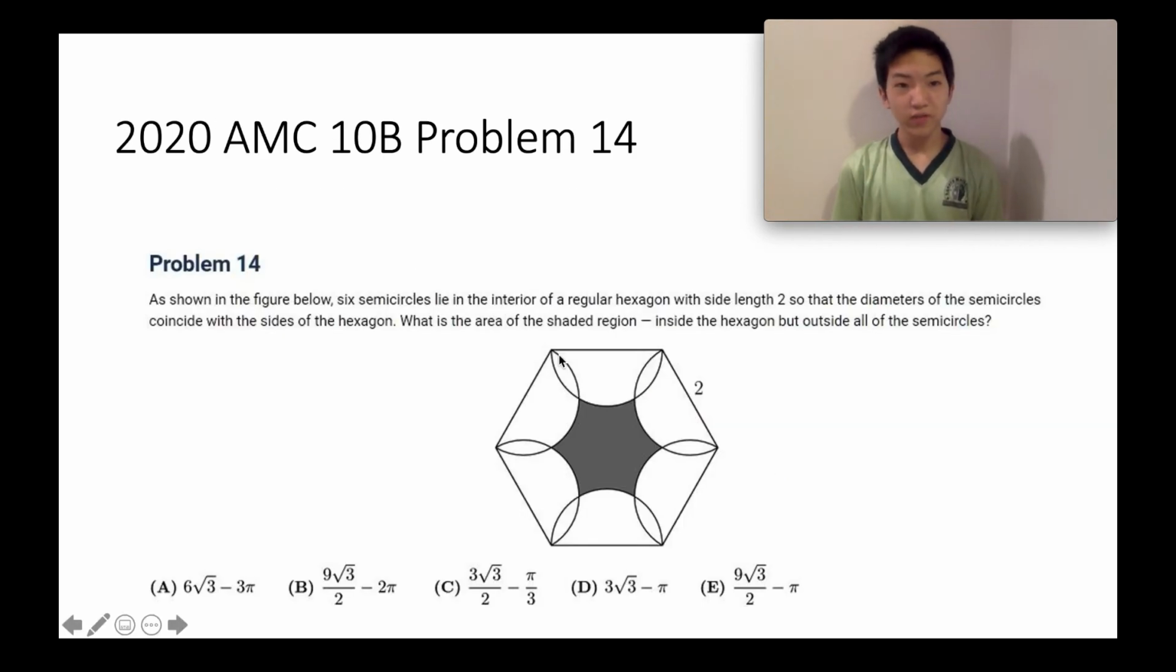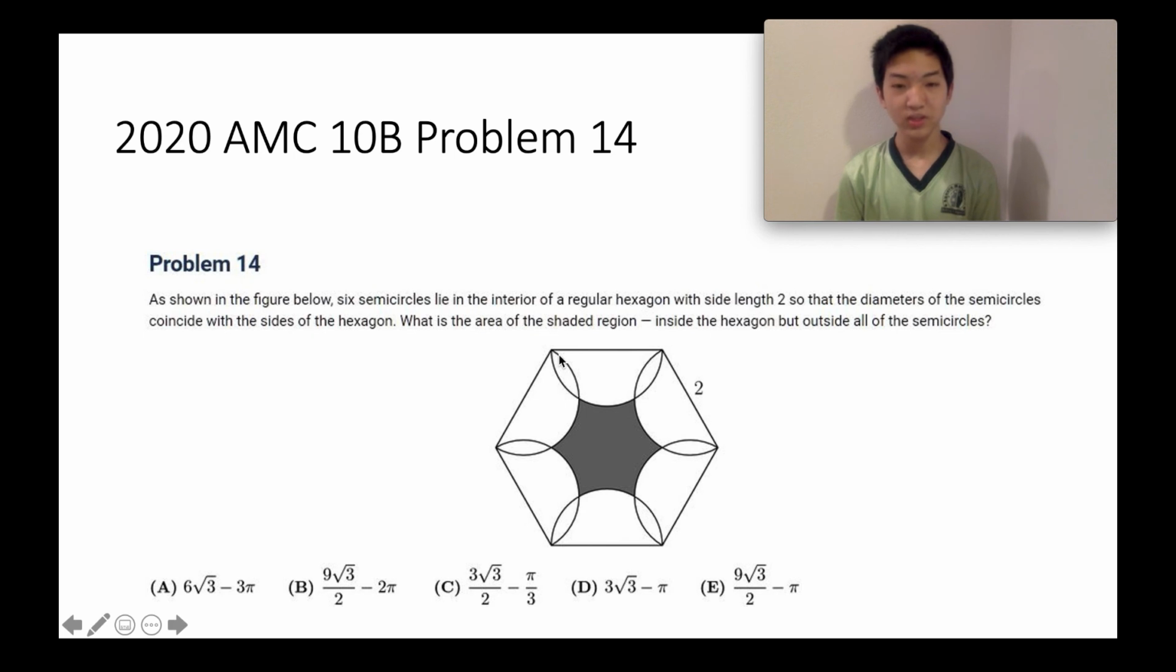So finally, we have our AMC 10 example problem. This problem is from the 2020 AMC 10B, and it's problem 14. It reads, as shown in the figure below, 6 semicircles lie in the interior of a regular hexagon with side length 2, so that the diameters of the semicircles coincide with the sides of the hexagon. What is the area of the shaded region inside the hexagon but outside all semicircles?